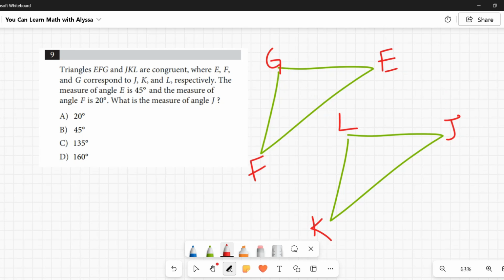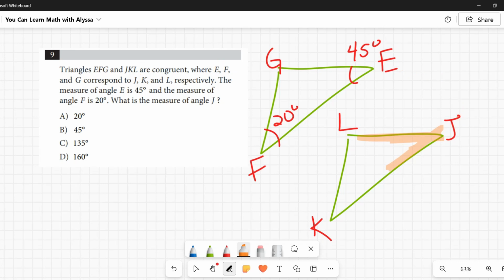Okay. The measure of angle E is 45 degrees. And the measure of angle F is 20. What is the measure of angle J? Well, we don't actually need that angle F is 20. If we wanted to find out what angle G was, we would need that. But as far as saying what is J, E corresponds to J. We're told that E corresponds to J.